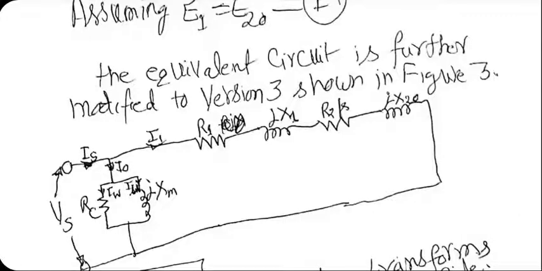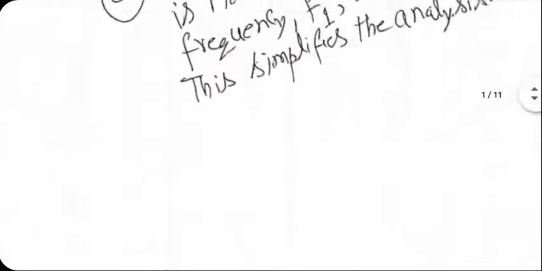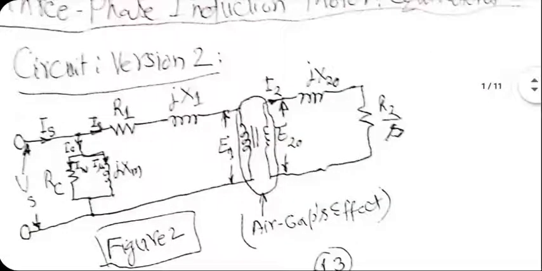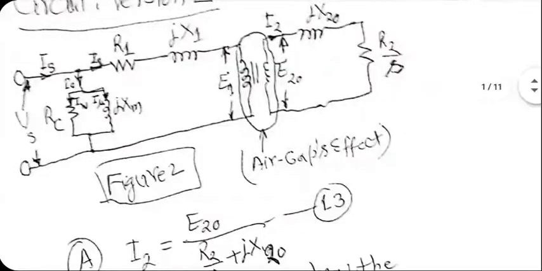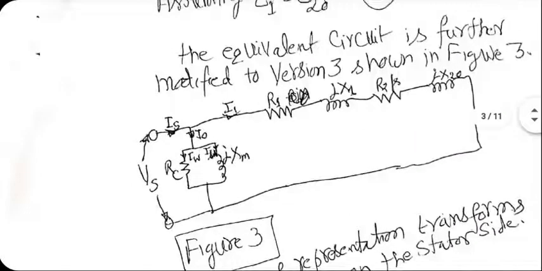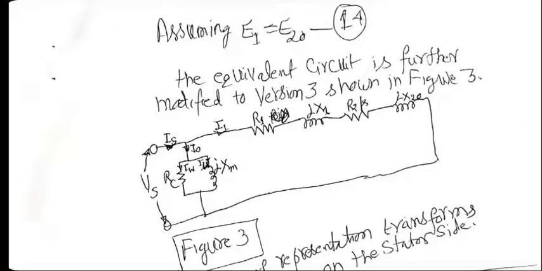If the turns ratio were other than 1, if E1 and E2 naught were not perfectly equal, then that turn ratio will also get into this equivalent circuit. So this is another way of drawing the equivalent circuit. It is called the equivalent circuit of the induction motor referred to stator. And of course, once you have drawn the equivalent circuit, then it's all calculations using basic circuit theory in the complex domain.